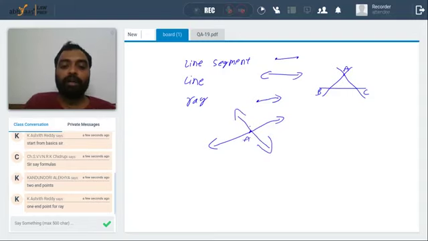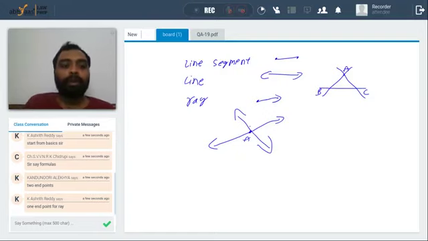If one line is there, I cut that line with another line. If this point A is the origin, from there four rays are originating. So this is line segment, line, and ray. Clear? This everybody knows. Clear?